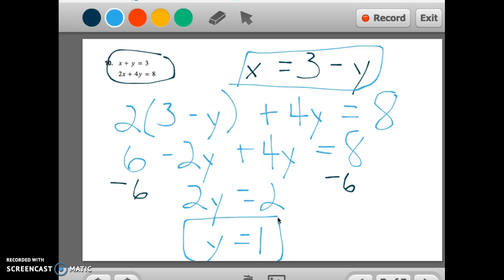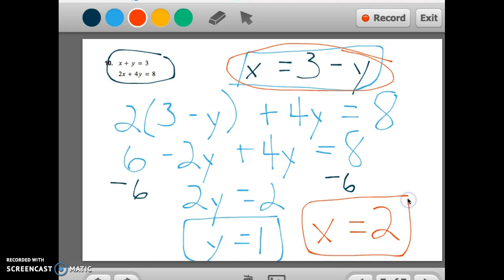And since y equals 1, I can sub that back in. Well, remember, I got x is 3 minus y. So x must equal 2. Because 3 minus 1 is 2. And if I plug those into the second equation, I get 2 times 2 is 4, plus 4 times 1 is 4. 4 plus 4 is 8. So that's right. Got this one.